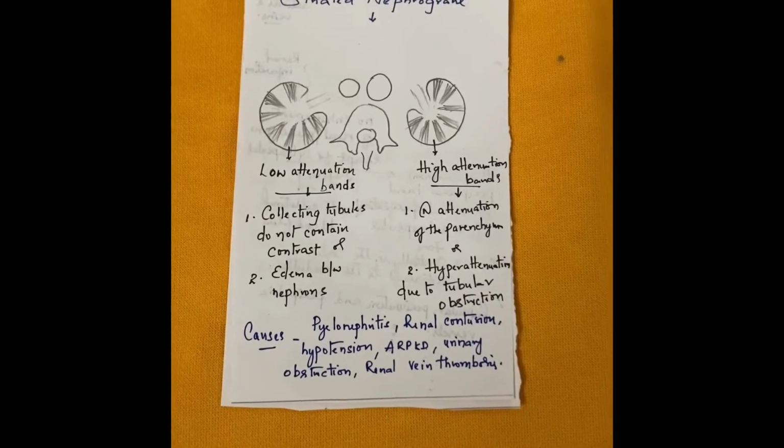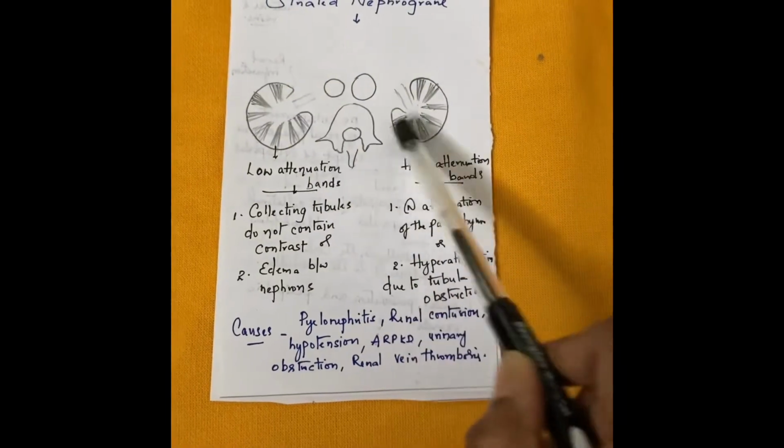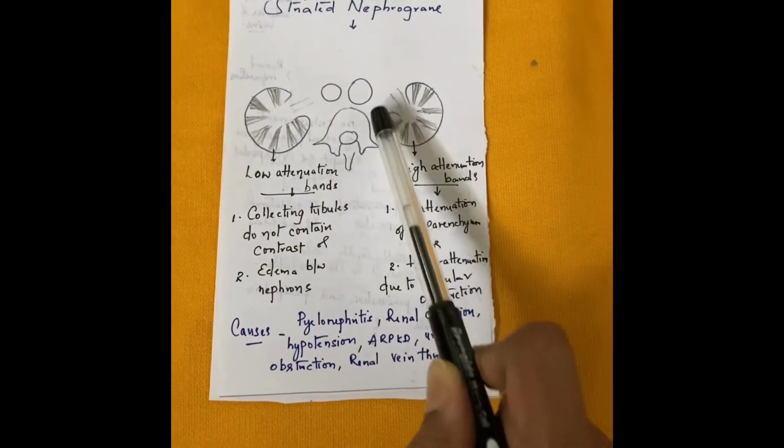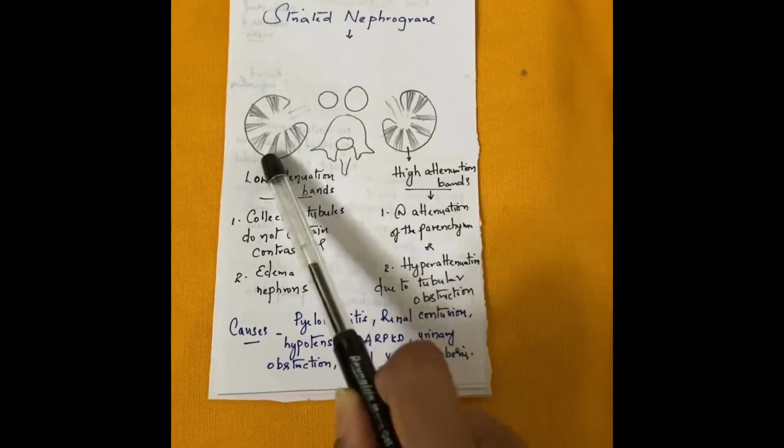Hi everybody, today we'll be discussing abnormal nephrogram. First one is the striated nephrogram. Here you can see axial images. Here is the spine. Here it is aorta, IVC and axial sections of the kidney.